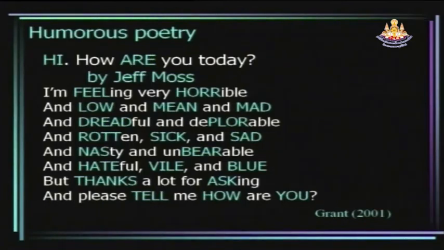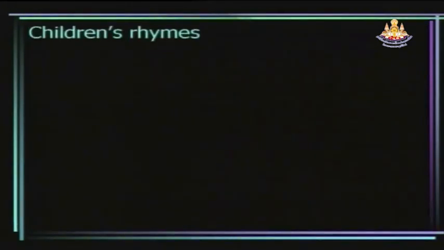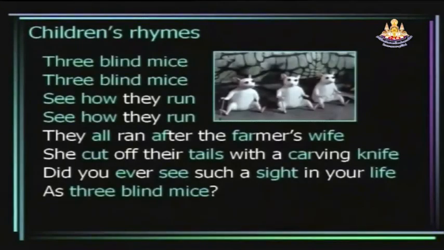Our final example comes from children's rhymes. This is a very, very well-known English rhyme, 3 Blind Mice. And here again we can try clapping the pattern. So I can say 3 blind mice, 3 blind mice. See how they run, see how they run. They all ran after the farmer's wife. She cut off their tails with a carving knife. Never see sight in your life as 3 blind mice.